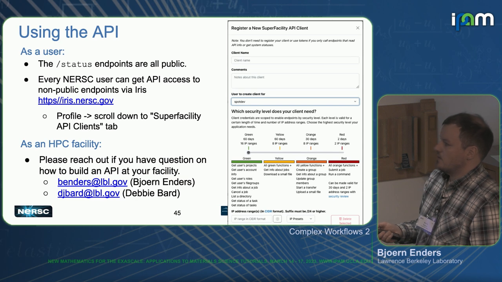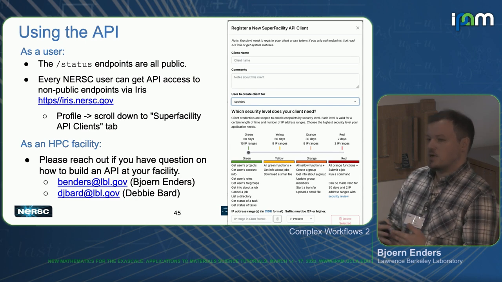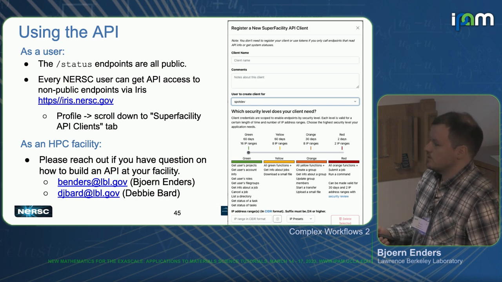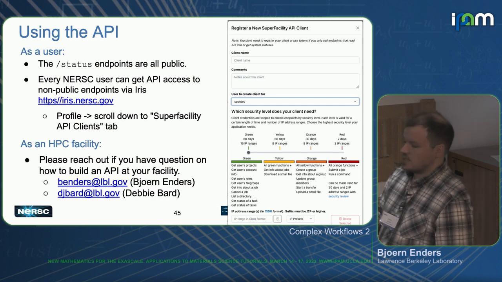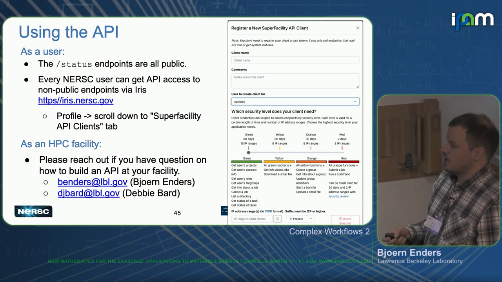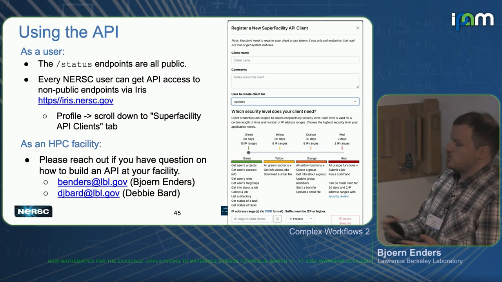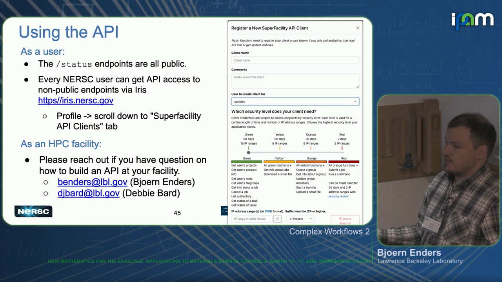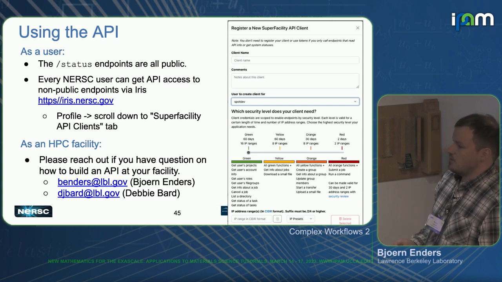In a client, you tell what kind of capabilities you want, and depending on how much of a security threat that is, you might get a shorter lifetime and fewer IPs you can use it from. But if it's really not critical, you can have long-lasting clients, like 60 days, that can be used from many sites or from very large DOE labs, because it allows a lot of IP ranges.